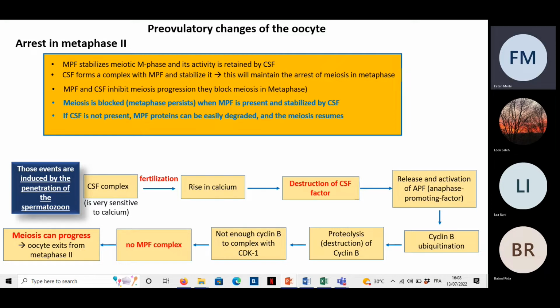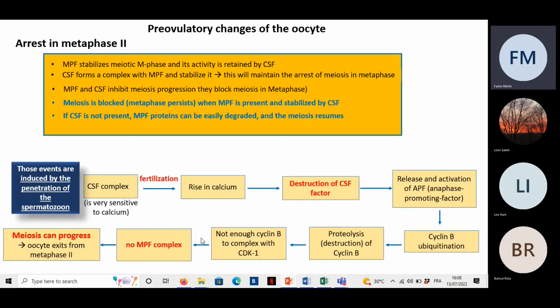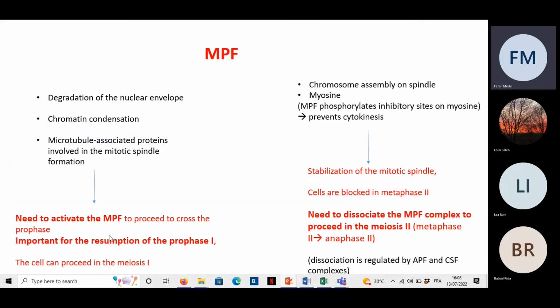Now, sometimes it can create confusion about the role of MPF, because as we have said here in the meiosis 1, when it is inactivated, the meiosis 1 is arrested, and when it is activated, the meiosis 1 resumes. Here in the meiosis 2, in fact, when this complex is inactivated, the meiosis 2 can resume. Okay, so it is the opposite. Why? Because this MPF has different substrates. So it has different targets in the cells.